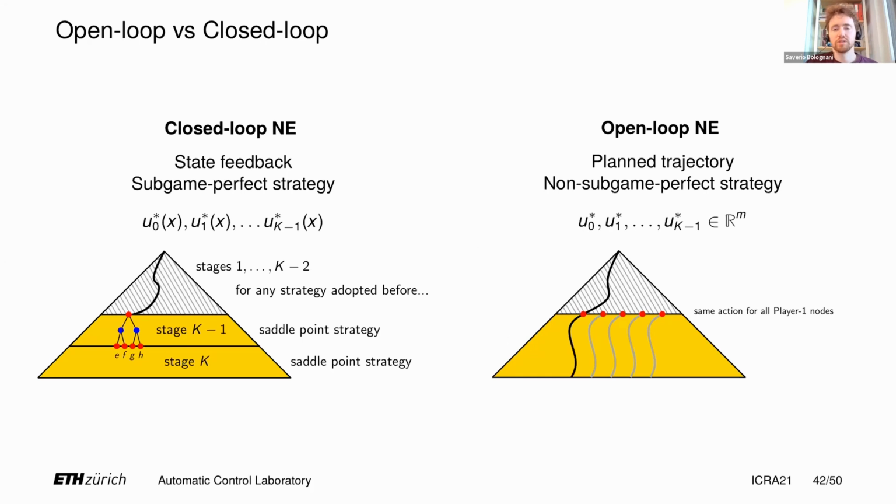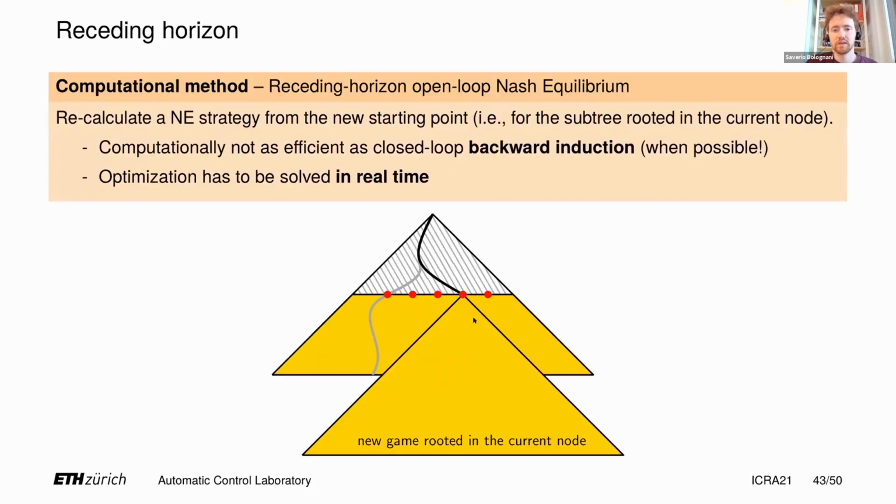Now, the connection between the two, which is typically used, and not only in the game theoretic setting but also in typical control problems, is to make this approach a receding horizon open loop approach. So what you do is that if you end up in a point which is not the one you were expecting, then you resolve a new game rooted in the current node. So this gives you back a bit of the robustness of the closed loop Nash equilibrium.